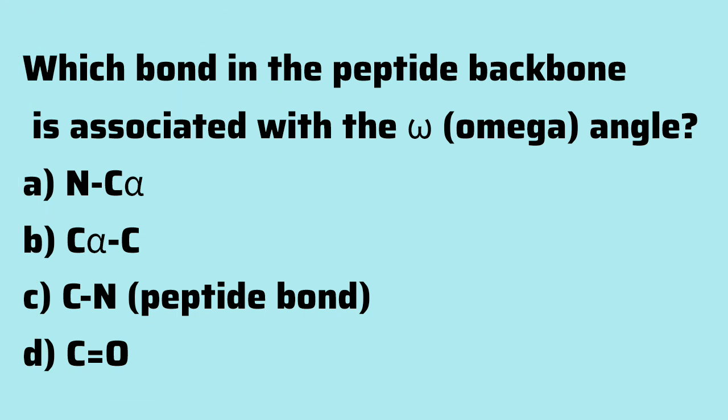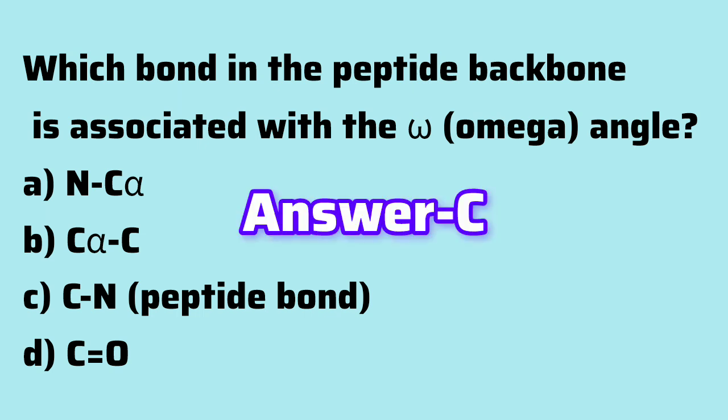Which bond in the peptide backbone is associated with the omega angle? Omega angle is present at the peptide bond. N and C alpha is with phi, C alpha and C is with psi, and the C-N, that means the peptide bond, has the omega angle. So here the correct answer is C, C-N peptide bond.